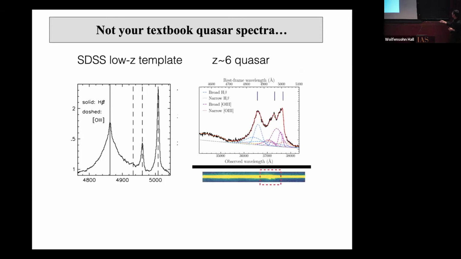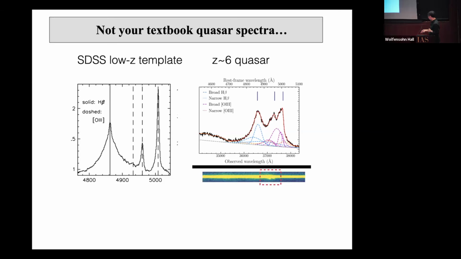This is not a typical low redshift quasar. This is a redshift 6 quasar, where H-beta and [OIII] are extremely broad and have a very strong blue wing outflow. And if you look at where the blue wing comes from, this is a two-dimensional spectrum. You see the things stick out. So these are spatially offset and velocity offset outflows in [OIII]. That is where the blue wing comes from: a couple of kiloparsecs, a few thousand kilometers per second wind coming from the quasar.